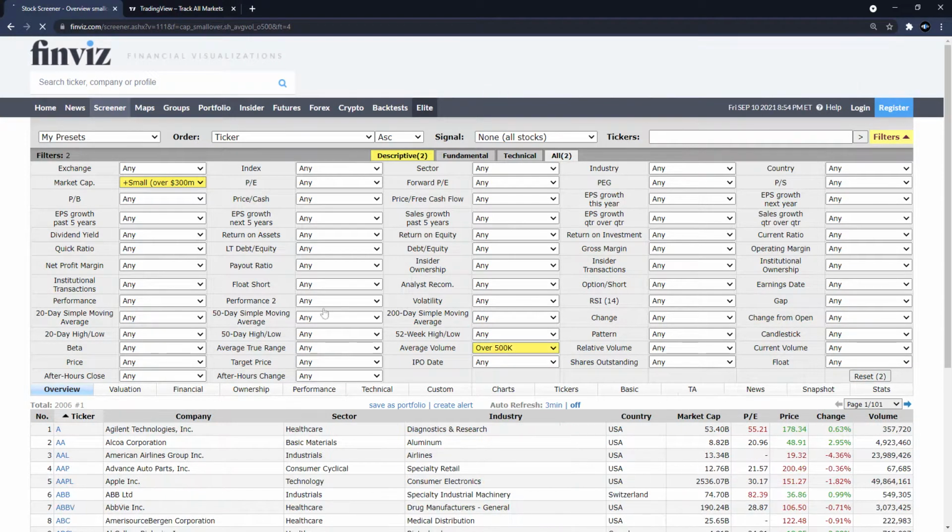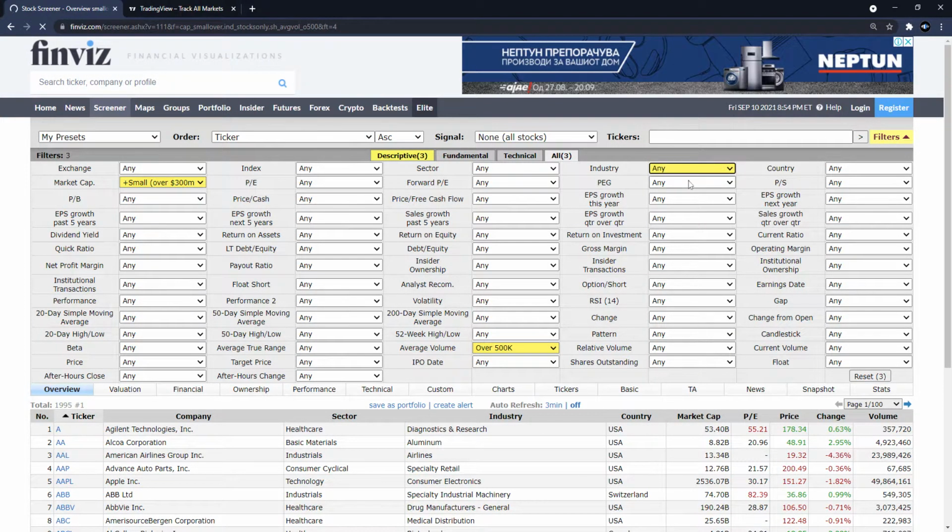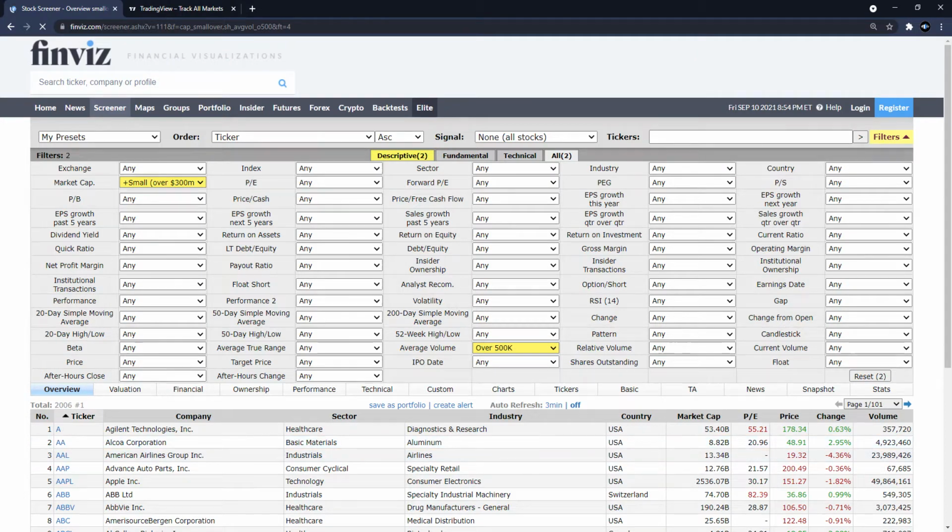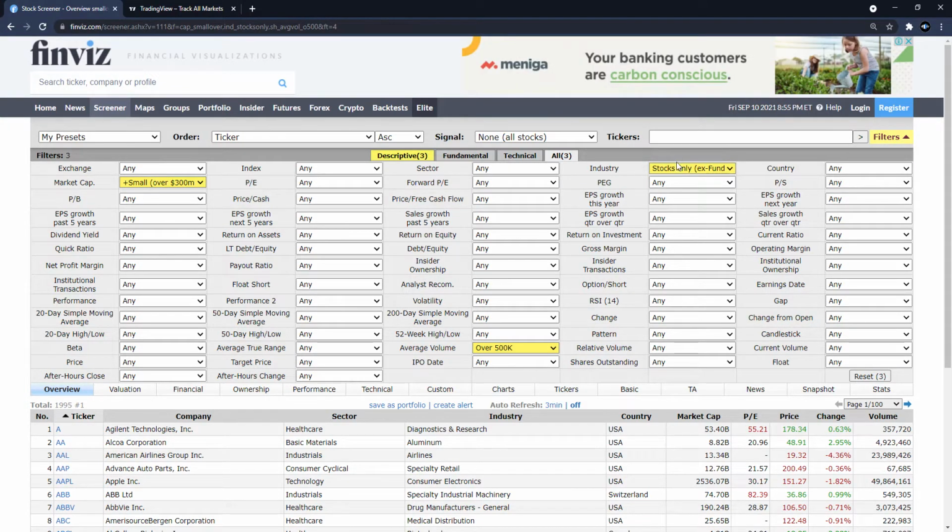Okay, just like that. The next thing that we are going to be filling in is the industries. What do I mean when I say industry? We're going to be looking for stocks only, or ex-funds, as you see right here. That cuts the number to around 2000. It's not that big of a difference, but let's go and look at stocks only. We don't want to be trading funds or something like that. So yeah, just like that.